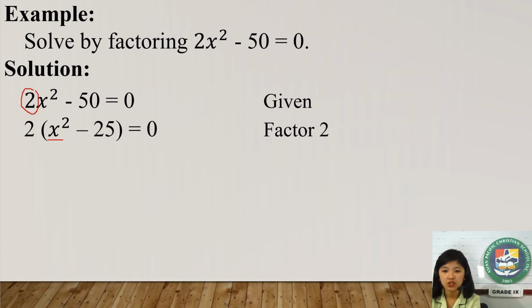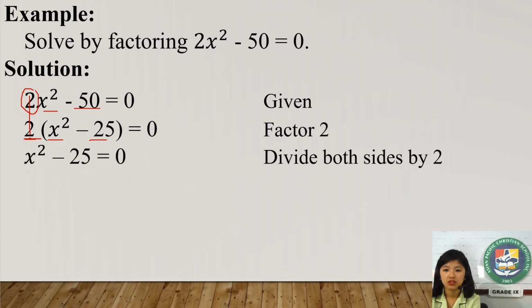Magiging 2x squared divided by 2 will give you, makakancel yan. Kaya natira is x squared na lang. Then, dito, negative 50 divided by positive 2 will give you negative 25 equals 0. So, next, x squared minus 25 is equal to 0. So, paano nangyari yon? We divide both sides by 2. Ayan. Mapapansin nyo dito, 2, di-divide natin sila by 2.